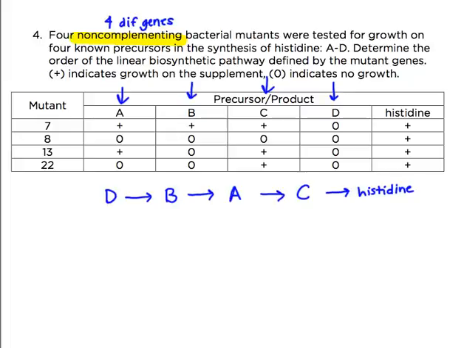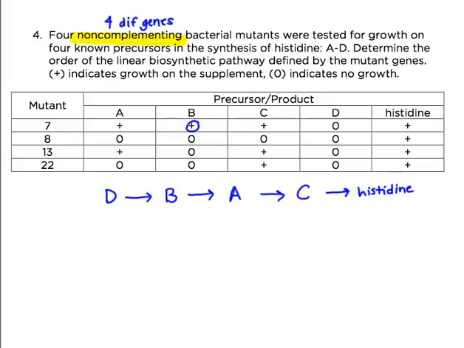So let me erase these arrows. And let's look at each mutation. So we know that none of the mutants can grow when given supplement D. But the next step is precursor B, right? Now, which of the mutants can grow on B? If we look, mutant 7 can grow on B.